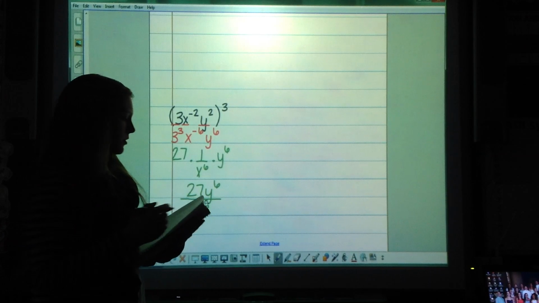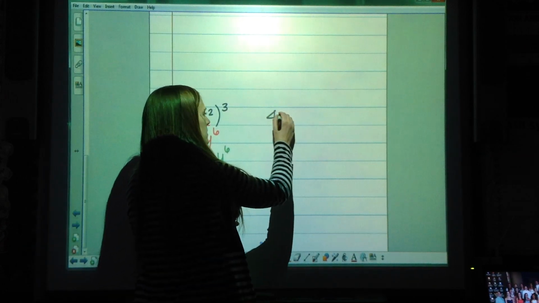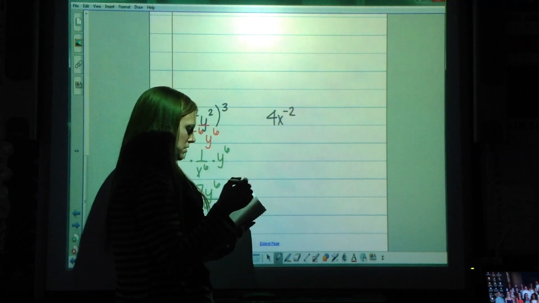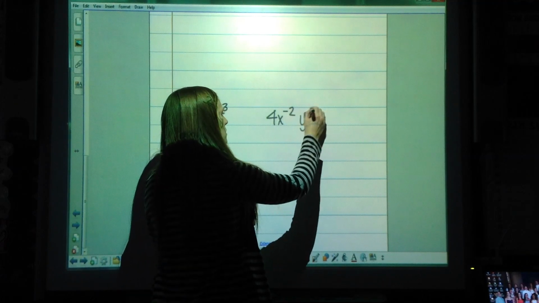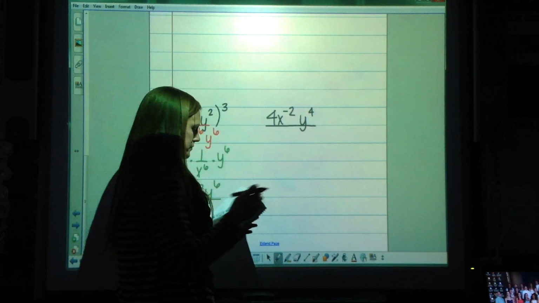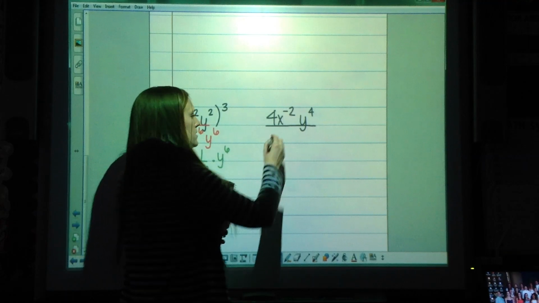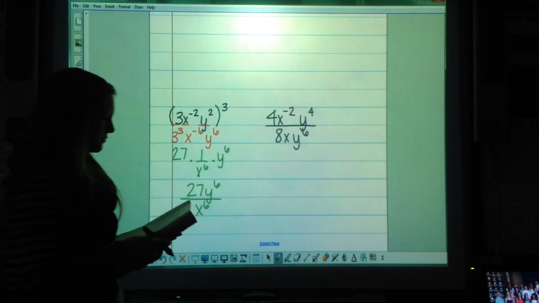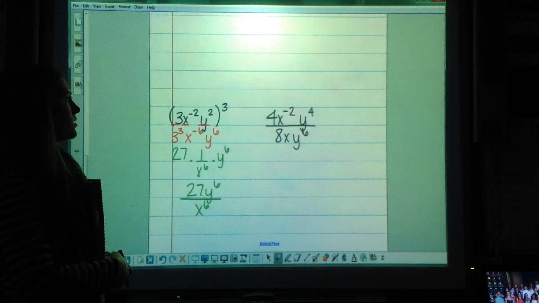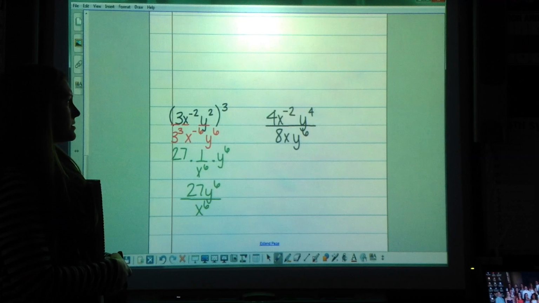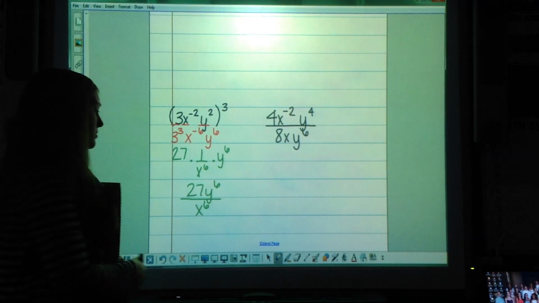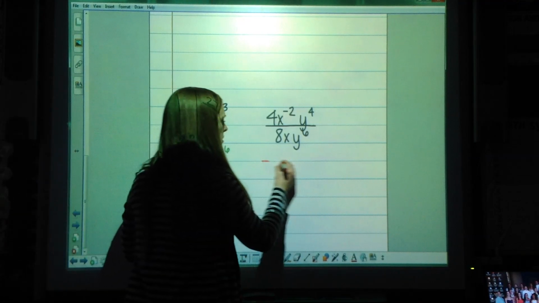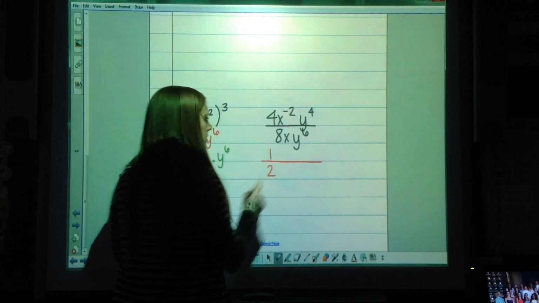Let's try 4x to the negative 2nd, y to the 4th, over 8xy to the 6th. Okay, again, take this in baby steps. I'm going to start with the 4 and the 8. That's a fraction, 4/8. That can be reduced to 1/2. So far I have 1/2.